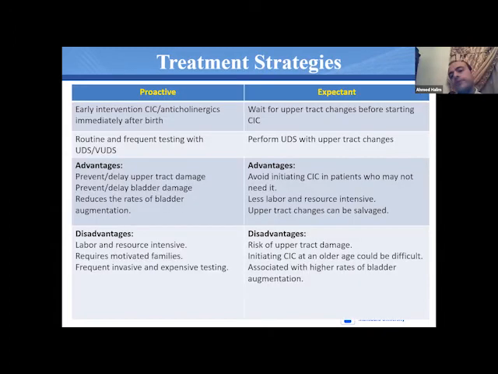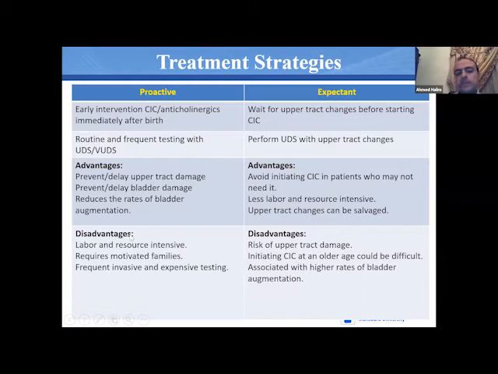So let's talk briefly about what the proactive and the expectant or reactive approaches are. As the name implies, proactive means that you initiate treatment early with CIC and anticholinergics if needed. Treatment is started immediately after birth. The other aspect of proactive treatment is routine, frequent, and repeated testing with urodynamics or video urodynamics. While in the expectant approach, advocates would wait until they see changes in the upper tract before initiating treatment with CIC, and they would perform urodynamics only when they start to see upper tract changes.